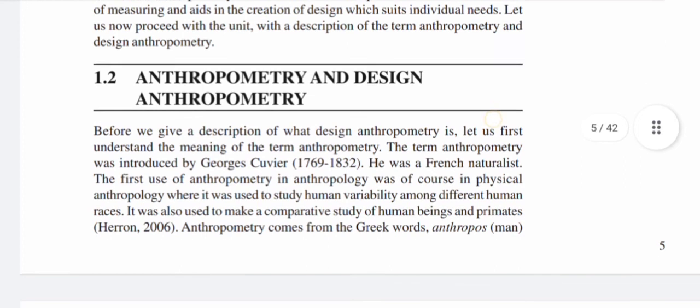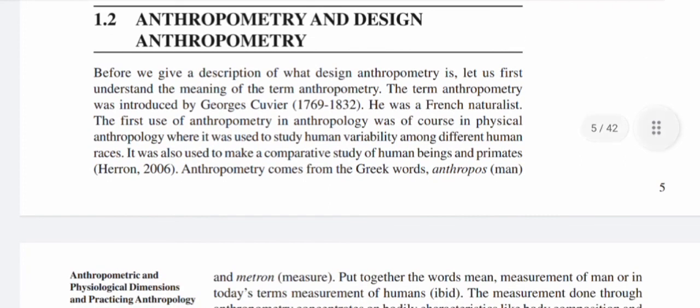Anthropometry and design anthropometry. Before we give a description of what design anthropometry is, let us first understand the meaning of the term anthropometry. The term anthropometry was introduced by Georges Cuvier, 1769 to 1832. He was a French naturalist.